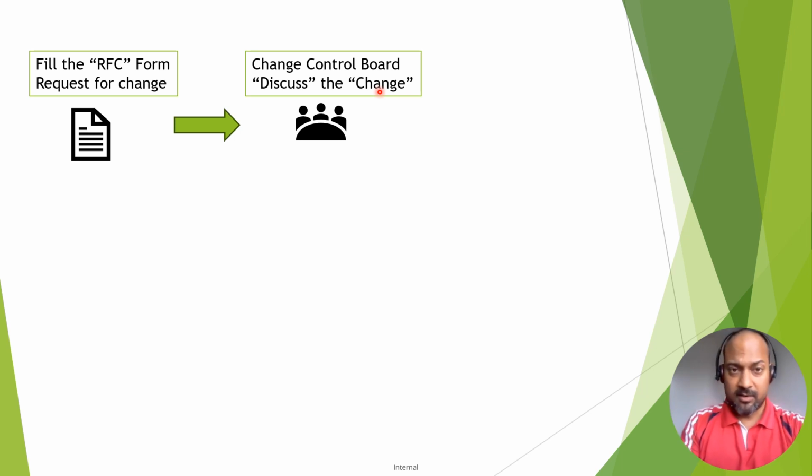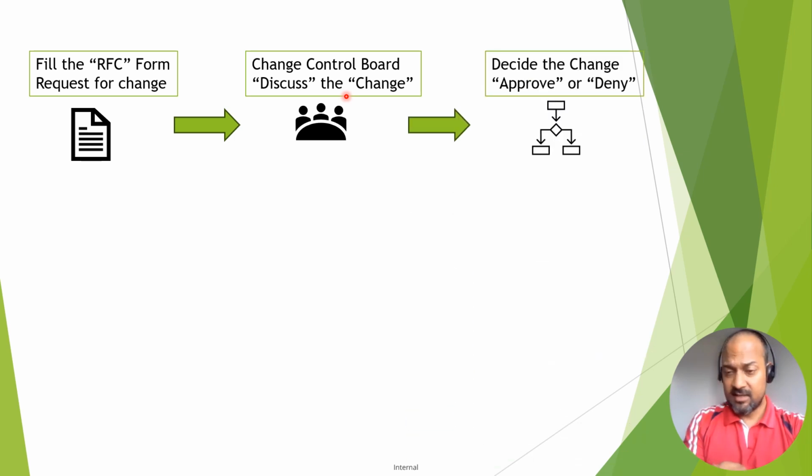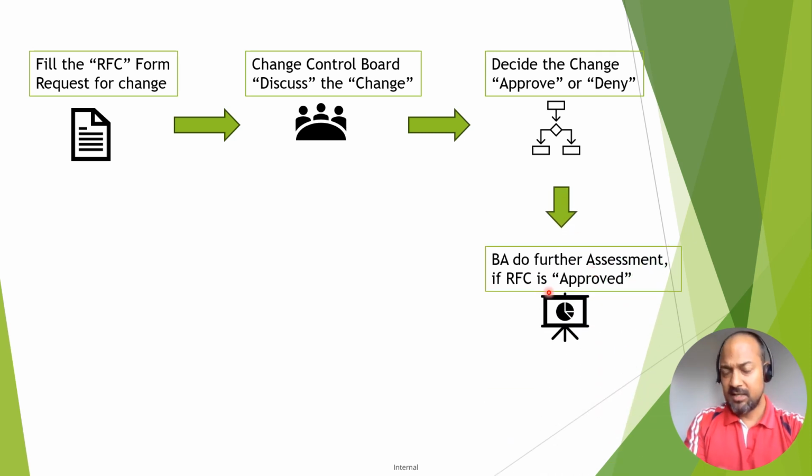These people comprise a board, and that board discusses the request, whether it is valid or not. Based on that, they discuss the other parameters, constraints, assumptions, business value, business context, and all. Then they take a decision whether to approve or deny the change. But it could be possible they alone cannot do the analysis or the assessment. For that, they might need the help of the business analyst. So then the business analyst comes into the picture and does the further assessment on that RFC.